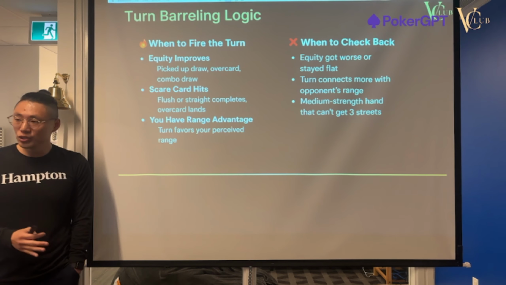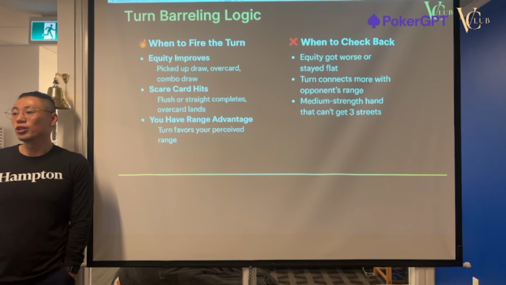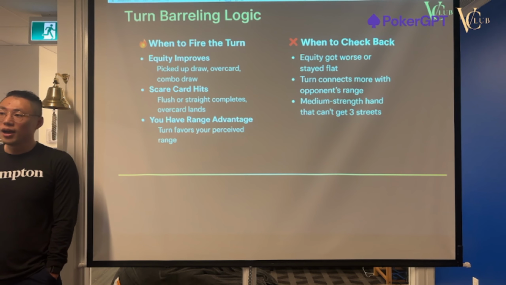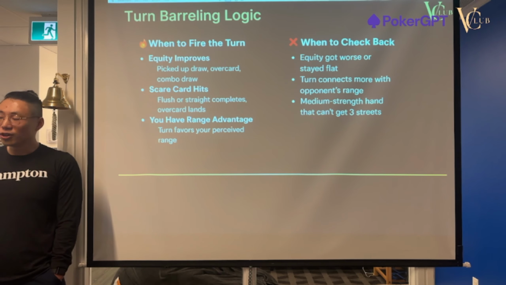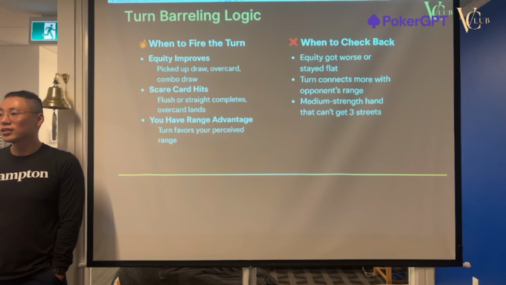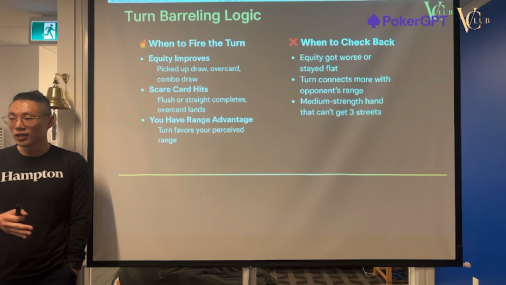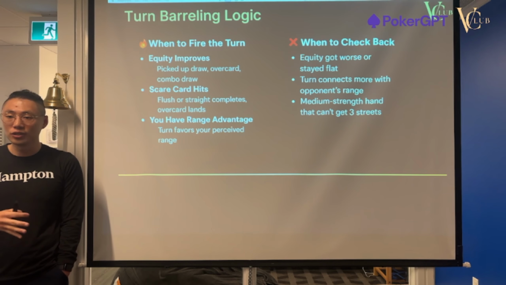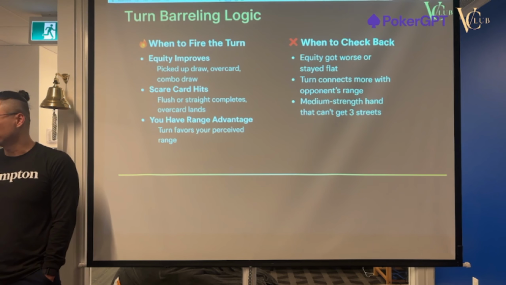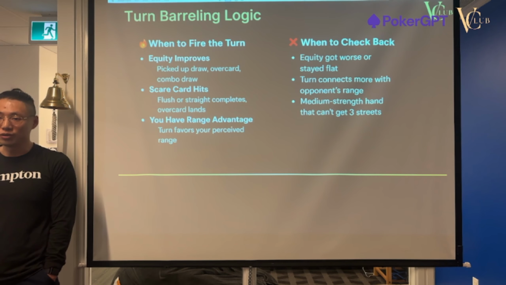As the out of position player, the default play is to generally check to the in position player. But this is where it starts to really mix in game theory optimal strategy, where you're definitely going to want to mix in some betting and donking, like lead betting on the turn, because the in position player is supposed to check a lot, so you don't want to lose a street of value.